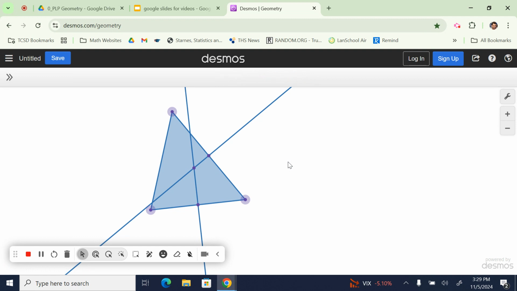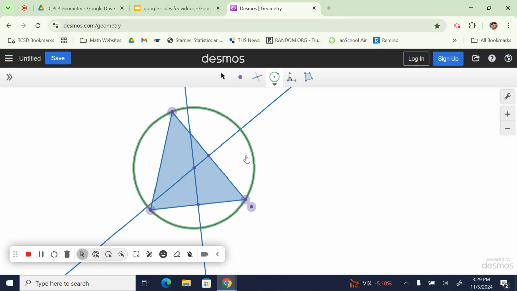Boom. Okay? So now what I want to do is grab the circle tool. You're going to click on that circumcenter and drag it to one of the 3 corners of the triangle. I'll do the bottom right. Oh, sorry, hold on. My bad. So we're going to click. We're not going to drag. So we're going to click on the center, and then we'll click on one of the vertices. And there is the circumscribed circle.